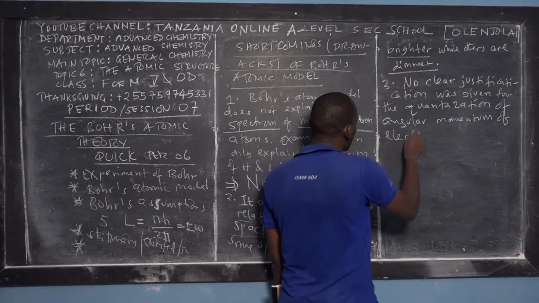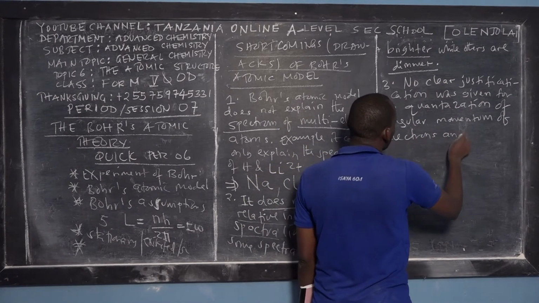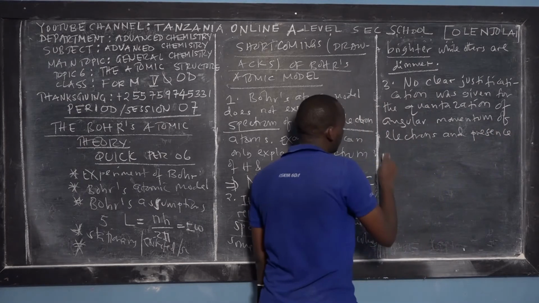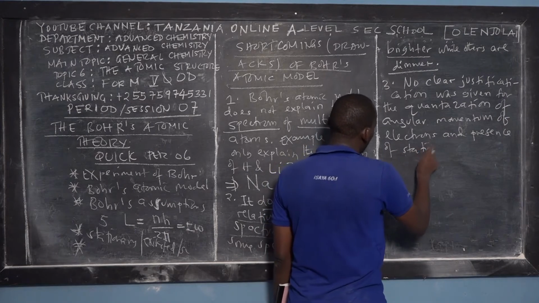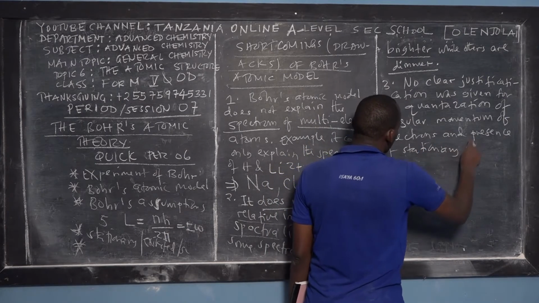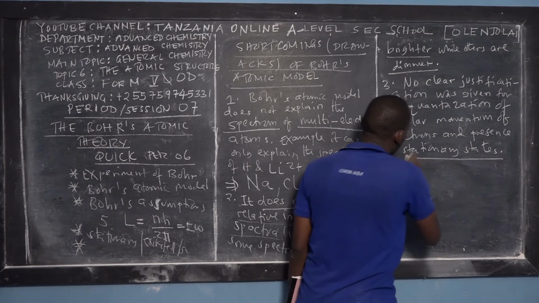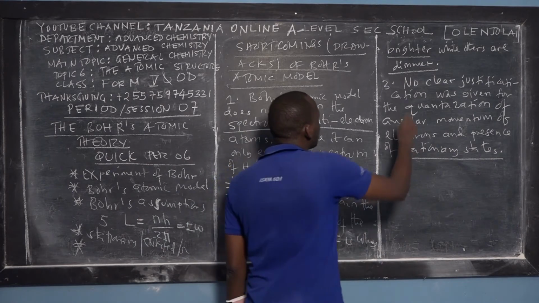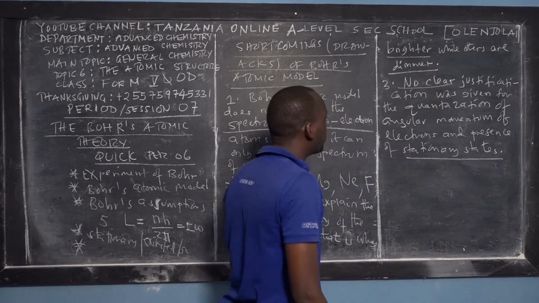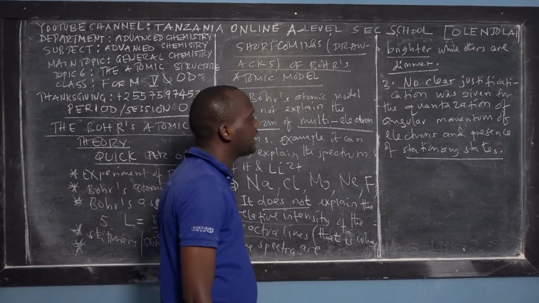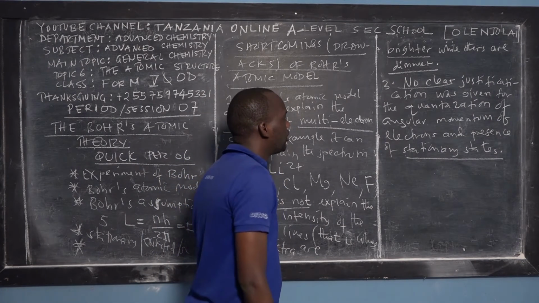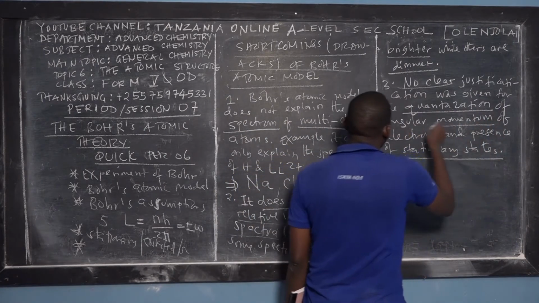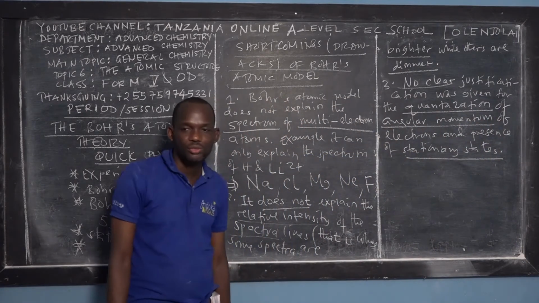Electrons in the presence of stationary states. Okay? So this shortcoming says that Bohr's atomic model did not give clear justification concerning the quantization of angular momentum of electrons in the presence of stationary states.